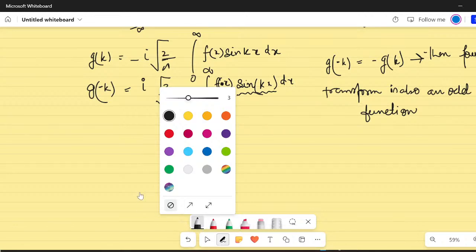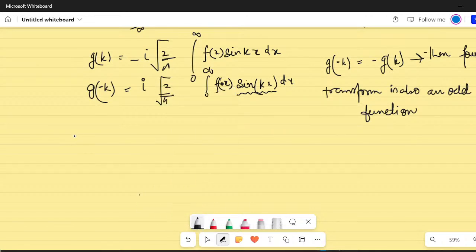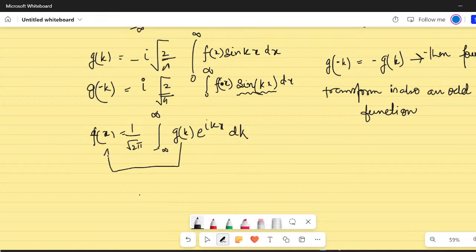So I have already written this thing, so I know that my g of k is equal to this, and I know that my f of x is simply 1 upon root 2 pi. If I write the inverse of this thing, f of x will be 1 upon root 2 pi, minus infinity to plus infinity, g of k, and then e to the power iota kx dk. So the inverse Fourier transform of g of k would give you f of x. Okay, and here instead of dx you would have a dk. I hope it is clear.